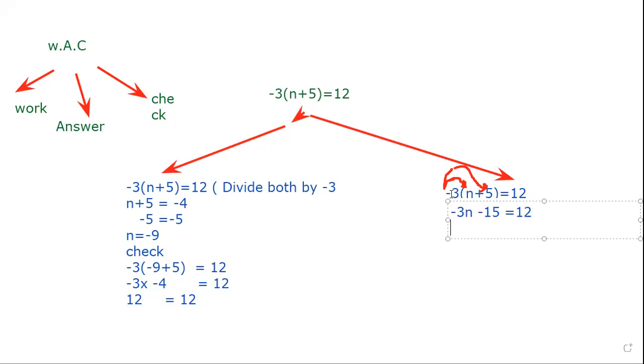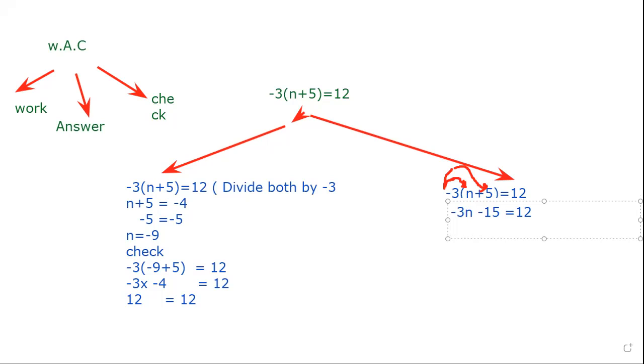What is the next step? What is the next step, grade 7? Minus or plus. We have negative 3n minus 15. Then we will add, how many? We will add how many, grade 7?